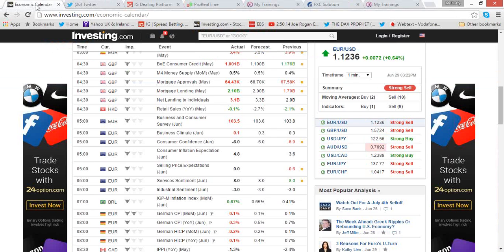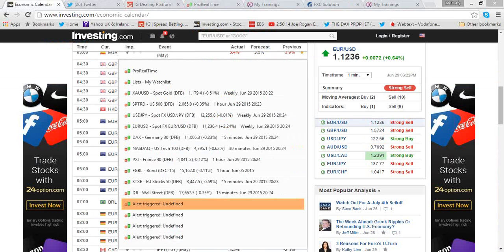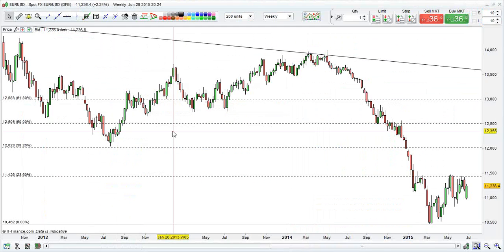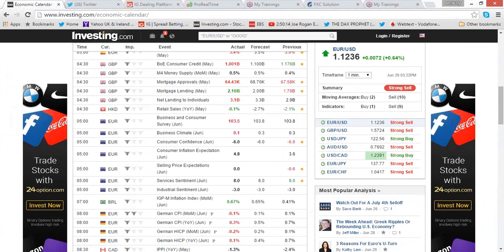So again, if you're looking to trade the Euro USD on our technical chart, and today you will be looking at your economic calendar and seeing some euro data, you're going to look at how that reacts. So to trust yourself as a trader, you want to see how it reacts a couple of times.